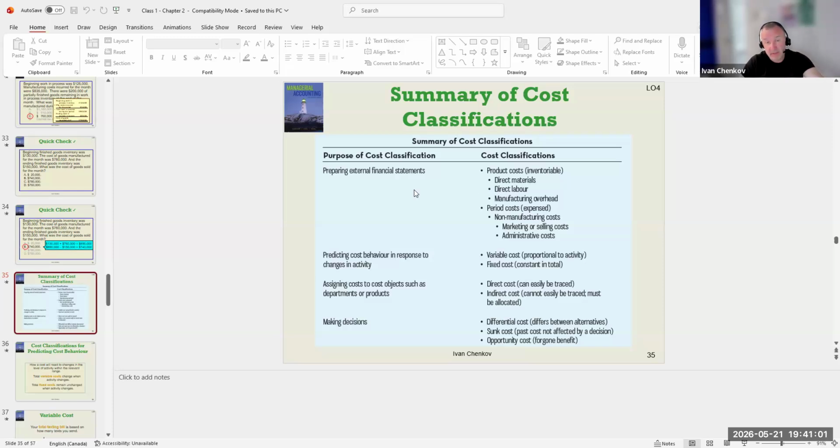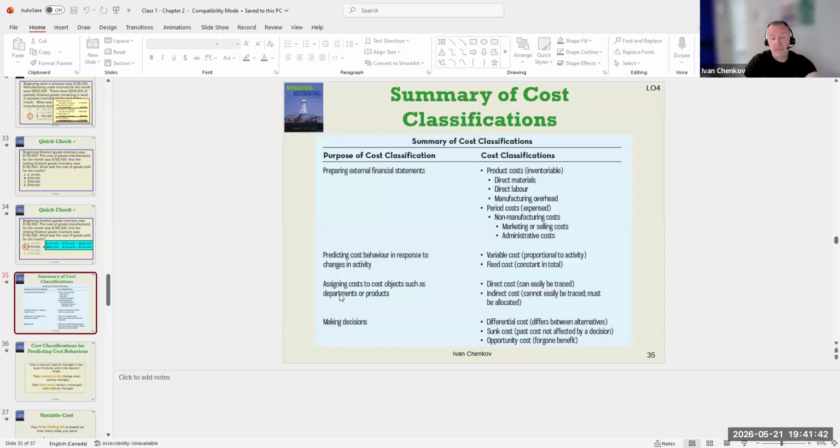Now, for different purposes, different classification. For the external financial reporting, we're going to have product cost, which is inventoriable, and period cost. Product cost will be direct material, direct labor, manufacturing overhead. Period cost will be non-manufacturing cost, which is marketing, selling, and administrative cost. How the costs behave, we're going to see in a few minutes. Based on the behavior of the cost, we're going to have two categories, variable cost and fixed cost. So we're going to get all these costs, product and period cost, and we're going to chase how they behave, and based on their behavior, classify them as variable or fixed cost.